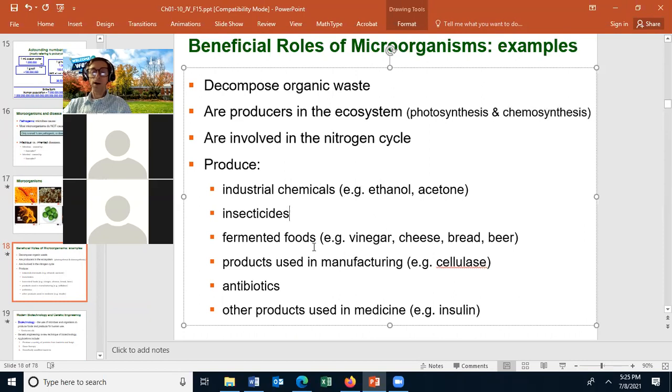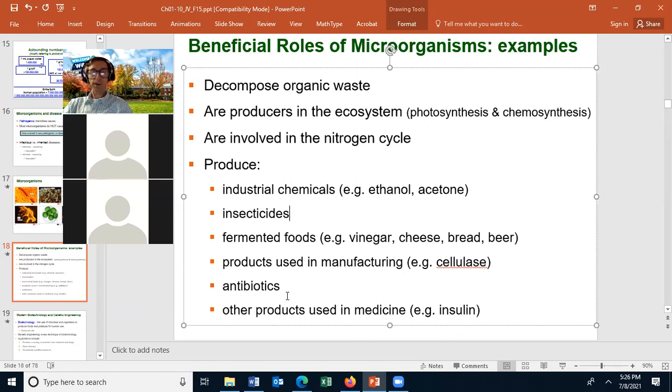Okay, so all of our fermented foods use microorganisms to make that food. Microorganisms are used to make products used in manufacturing, like the enzyme cellulase is made by a microorganism, and then at a paper mill or some other company working with wood or paper, they can use this enzyme to degrade the wood.